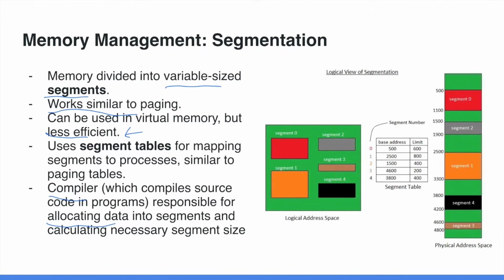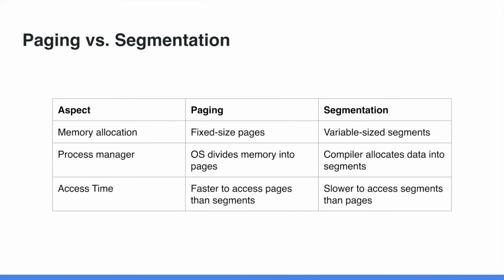Anyways, to summarize, segmentation, unlike paging, has blocks of data of different sizes. It can be used in virtual memory, but it's not because it's less efficient. And segment sizes and segments in general are allocated based on the compiler that's compiling code into a program rather than the operating system as in paging. And this table basically outlines what I just said.